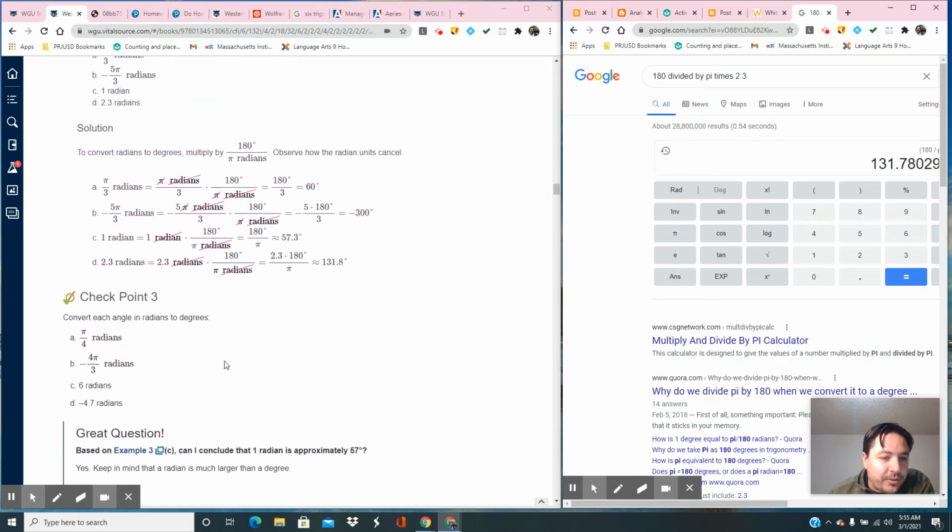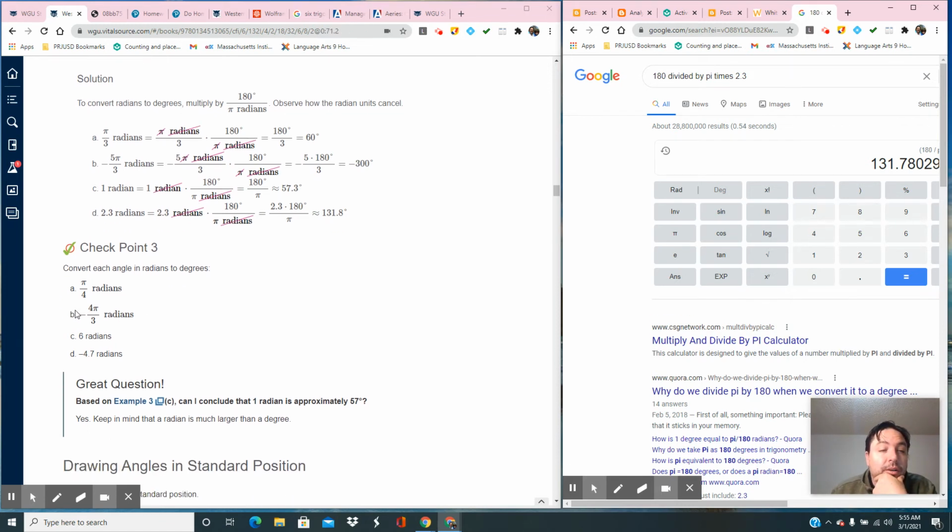Okay, checkpoint 3. Convert each angle in radians to degrees. The radians here: pi over 4. We want the pi to go away, so we put it on the denominator. And so we multiply by 180 over pi. And then we get 180 divided by 4, which is 45. So that's 45 degrees.